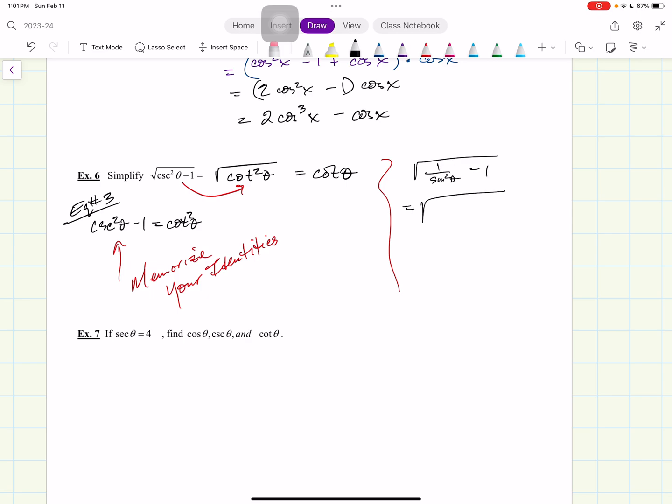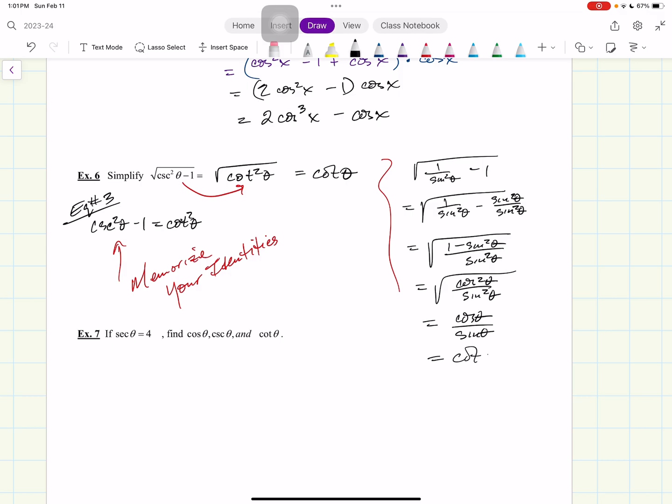And then you would have to have common denominators. So you had 1 over sine squared theta minus sine squared theta over sine squared theta. You just rewrite 1 and combine fractions. So you have 1 minus sine squared theta over sine squared theta, which, well, the numerator is cosine squared theta. The denominator is sine squared theta. And then you square root them. You get cosine theta divided by sine theta, which gives you cotangent theta.